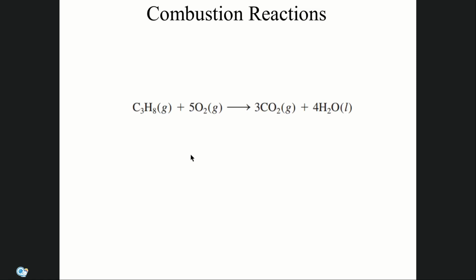Assigning an oxidation number to carbon atoms in organic compounds is more involved. Here we focus only on the oxidation number of oxygen atoms, which changes from 0 to -2.